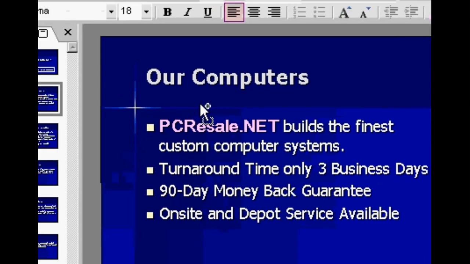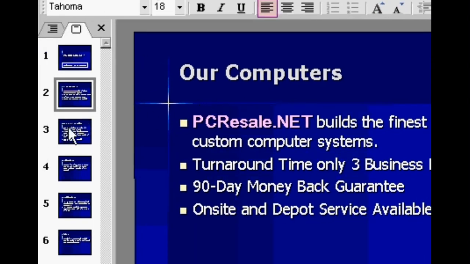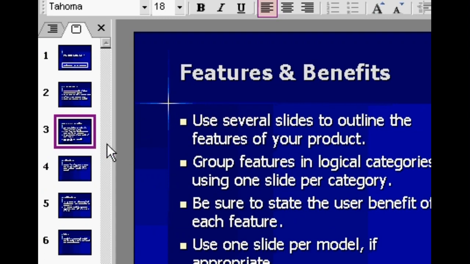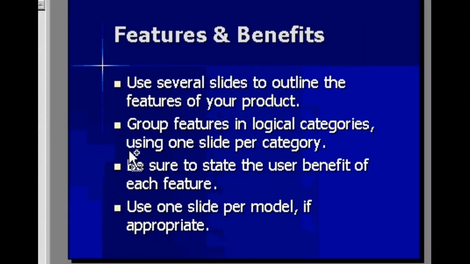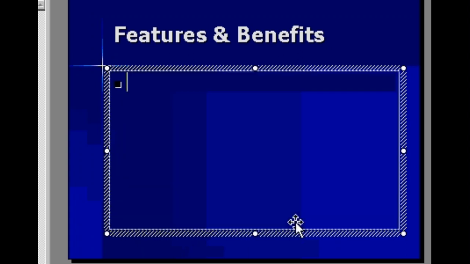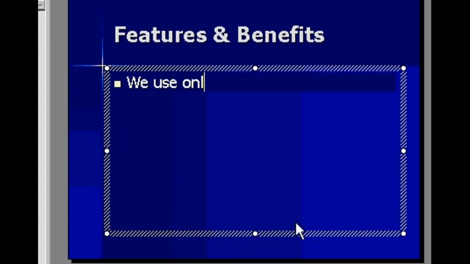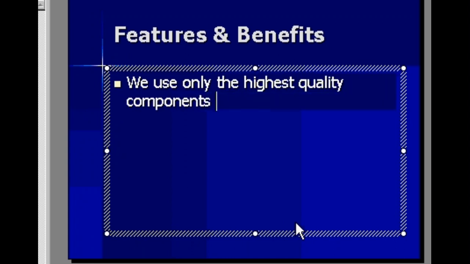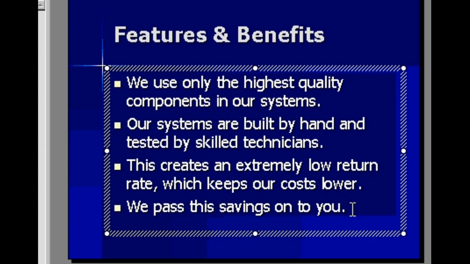All right, let's move down to our next slide. I'll come over here and pick slide 3, Features and Benefits. And once again, I'll come in here and erase all this text and type in my own stuff. We use only the highest quality components in our systems. Systems are built by hand and tested by skilled technicians. This creates an extremely low return rate, which keeps our costs lower, and we pass this savings on to you.